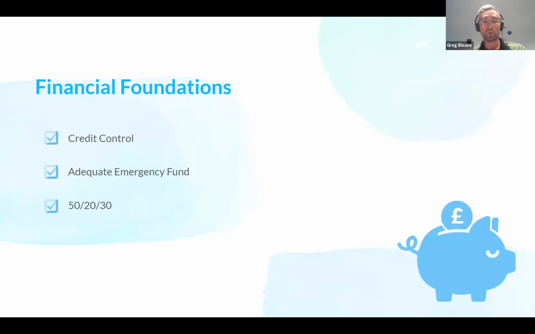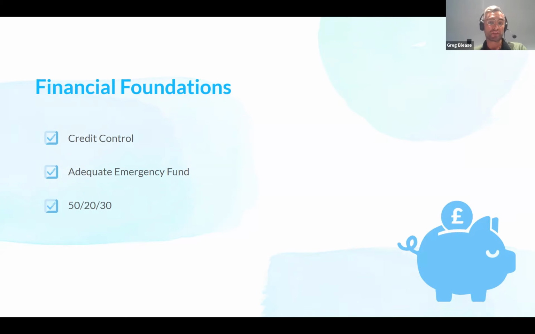And the general rule of thumb with an emergency fund is to have 3 to 6 months' worth of essential expenditure saved in cash, so in an instant access current account or savings account, basically. What you deem to be adequate is a personal question. Some people, if they feel particularly vulnerable in their career, for example, might have a year's worth of savings as an emergency fund. For most people, 3 to 6 months is about right.